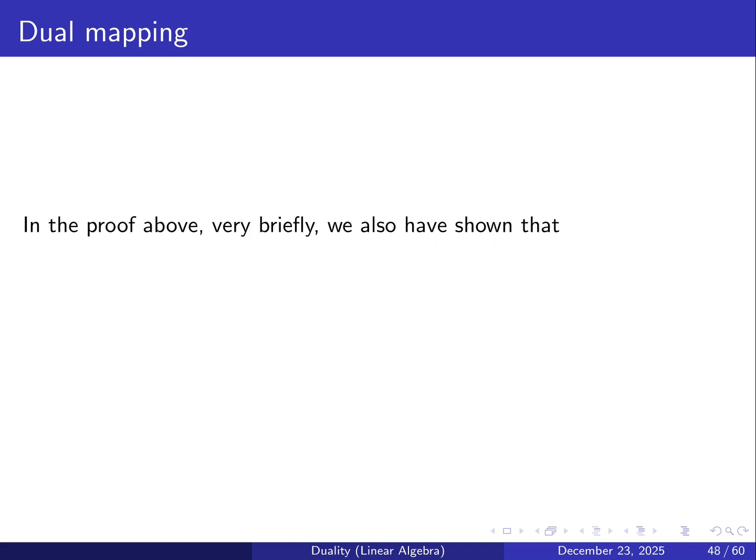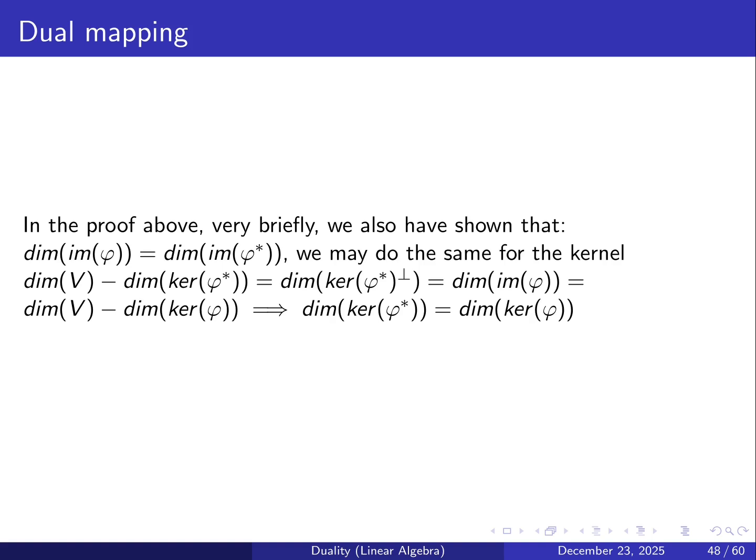Now in the proof above, very briefly, we also have shown that the dimension of image of phi is equal to the dimension of image of phi star. We may also do the same for the kernel. So the dimension of A minus the dimension of kernel of phi star is equal to the dimension of kernel of phi star complement, which is equal to the dimension of image of phi, and by rank nullity theorem, this is equal to the dimension of V minus the dimension of kernel of phi. So cancelling the dimension of V on both sides and negating, we get the dimension of kernel of phi star is equal to the dimension of kernel of phi.